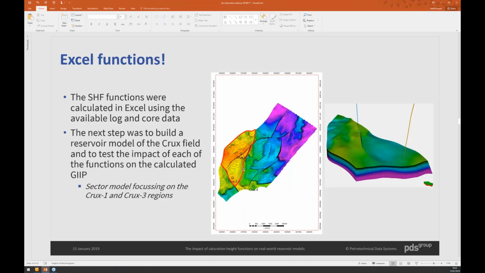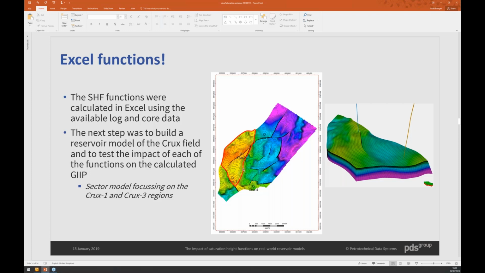So what was the point of all this? I sat there and did a bit of work in Excel, and created some height functions using classical methods, and I didn't do it just because I was bored. I was trying to find some conclusions. The data that we had from the Crux field was quite extensive, and we were able to do a bit of seismic interpretation and pick faults and all that sort of good stuff. So I was able to build a reservoir model from Crux.